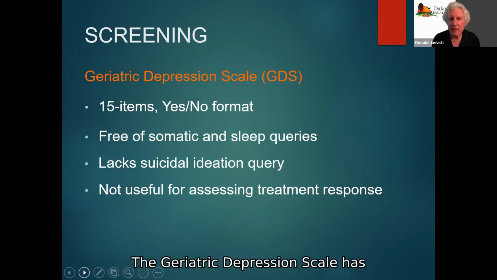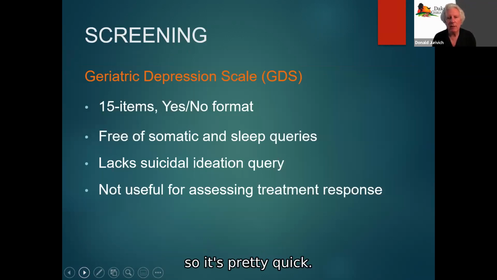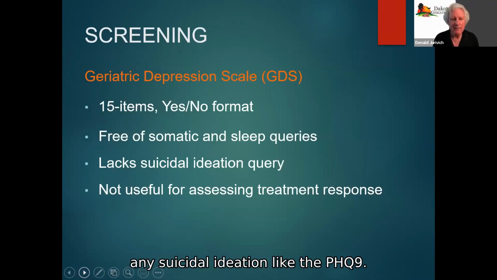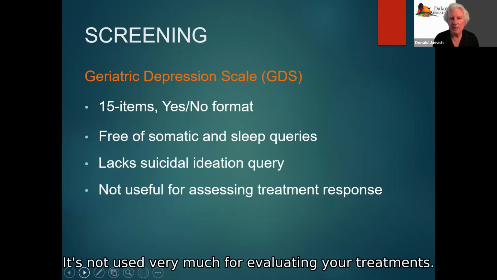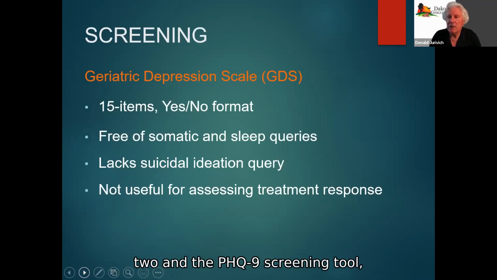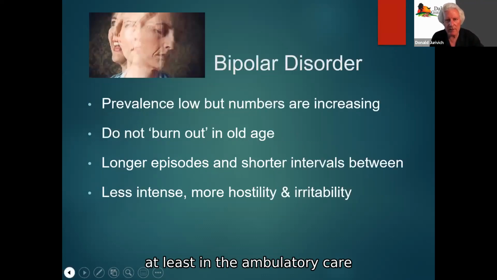The Geriatric Depression Scale has been a well-tested screening tool. It's got 15 items. They're just yes or no format, so it's pretty quick. The problem is it doesn't really account for things like sleep issues. It does not document whether there's any suicidal ideation like the PHQ-9. And it's not used very much for evaluating your treatment. So again, it gets back to that PHQ-2 and the PHQ-9 screening tool, which I think just about everybody's migrated to these days, at least in the ambulatory care setting.